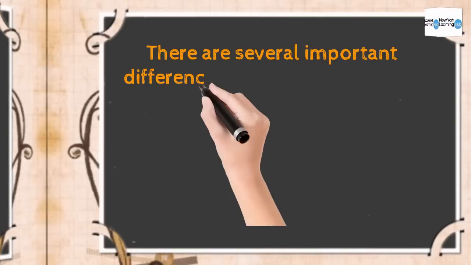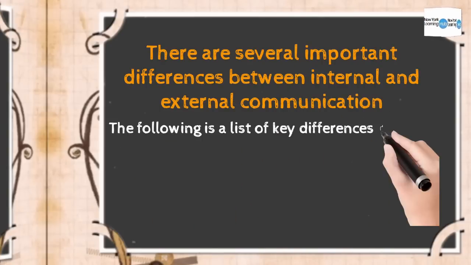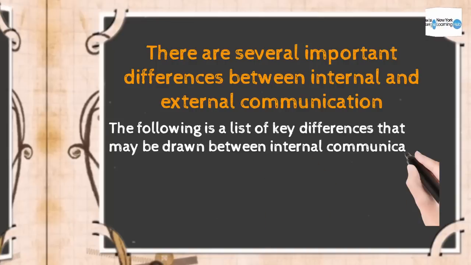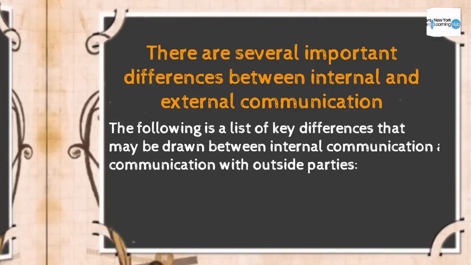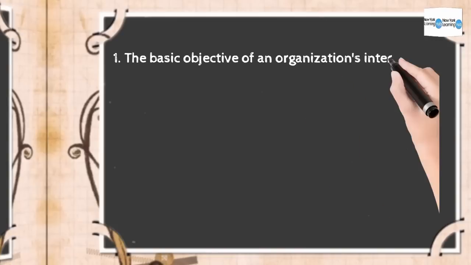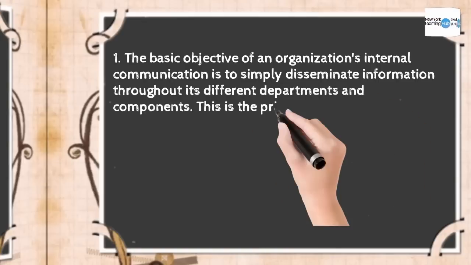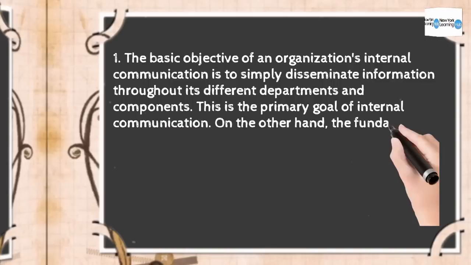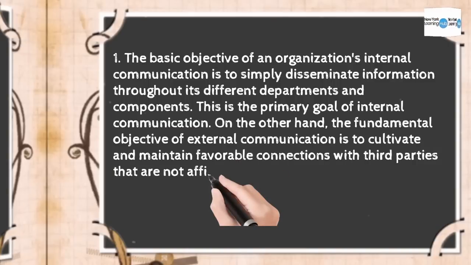There are several important differences between internal and external communication. The following is a list of key differences that may be drawn between internal communication and communication with outside parties. 1. The basic objective of an organization's internal communication is to simply disseminate information throughout its different departments and components. This is the primary goal of internal communication.